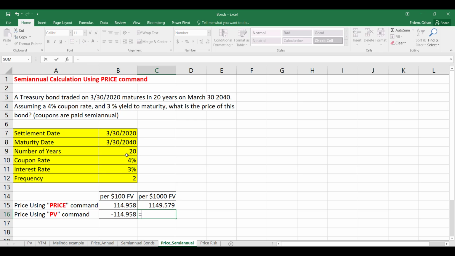Let's do the same thing with the $1,000 PV function. The rate is going to be, again, the yield to maturity divided by 2. The number of periods is again 40. PMT, this time, is not $2, it's $20, as the face value is going to be 1,000. When you close the parentheses, you'll get the same answer as with the price command.